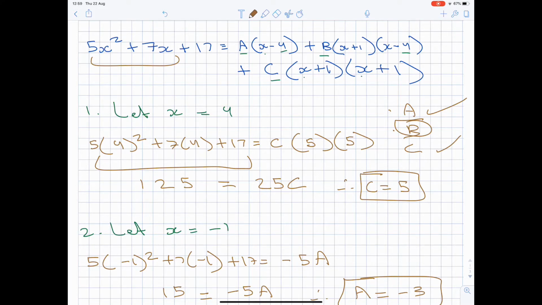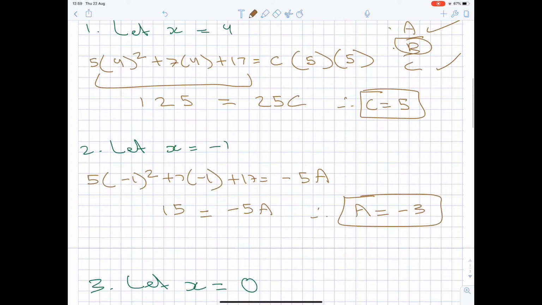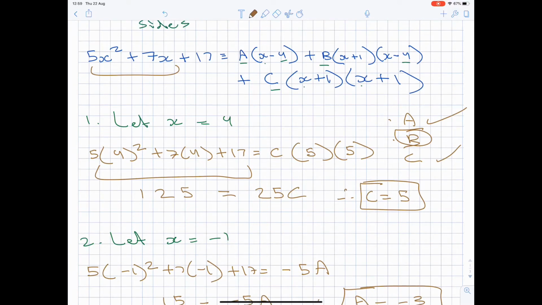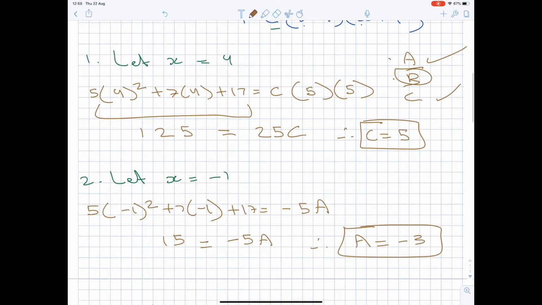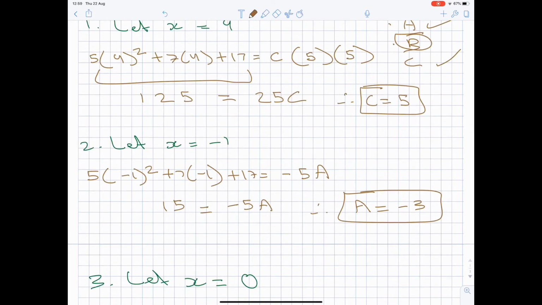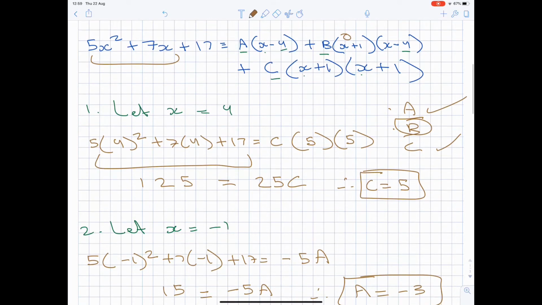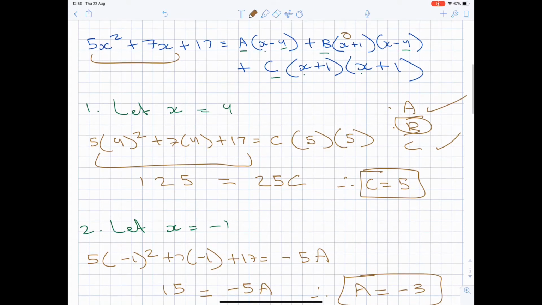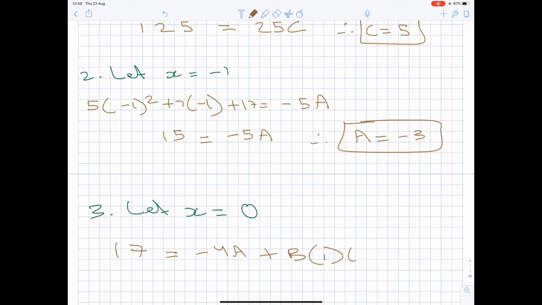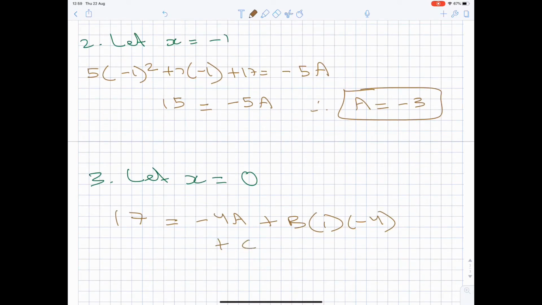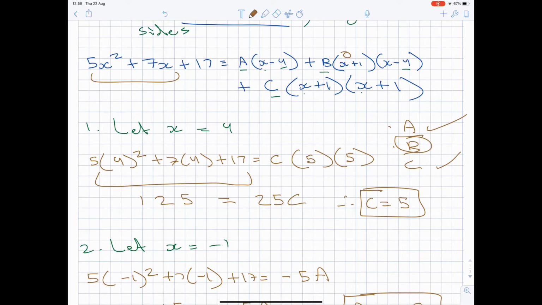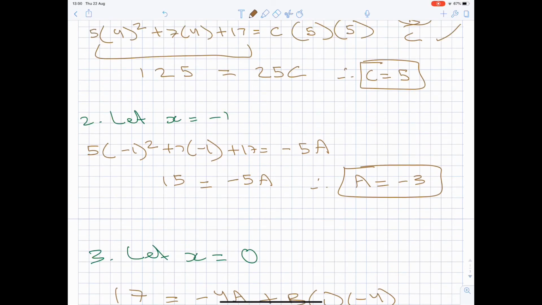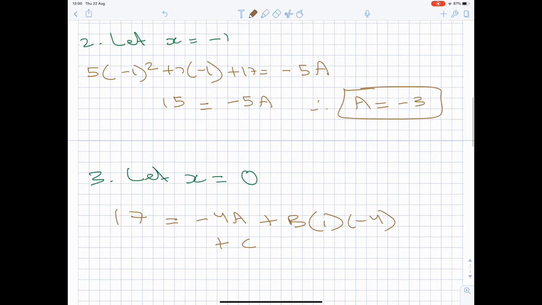So the first part, A over x minus 4. So 0 minus 4, that's going to be minus 4A. Plus, what about B? That's what we're solving, so I'm just going to put B here. We're going to put a 0 here, so that's going to be just 1. And the second fraction now would be minus 4. And then what about C? x plus 1, x plus 1. When you put 0 in, that's just going to be C, isn't it? Yeah, that's correct. That's just going to be C.